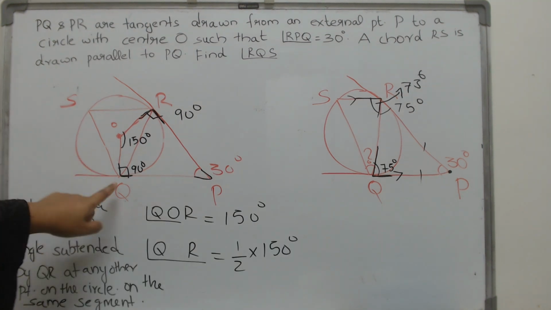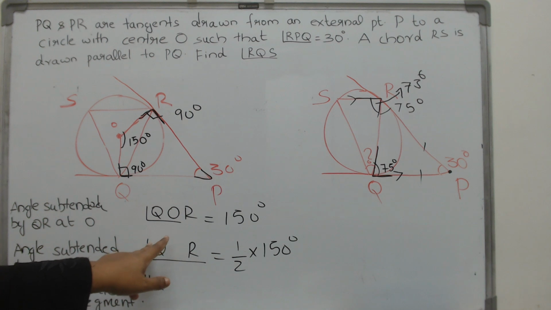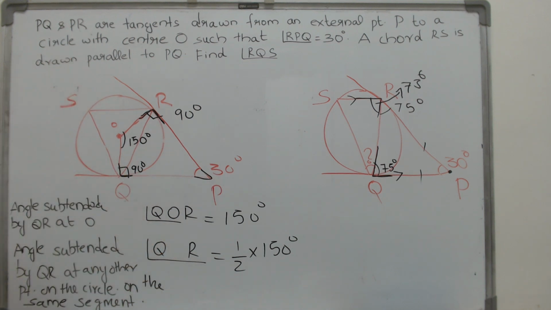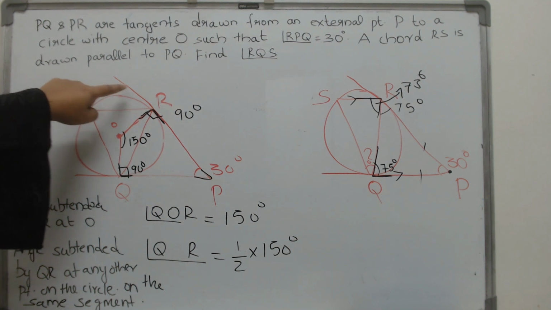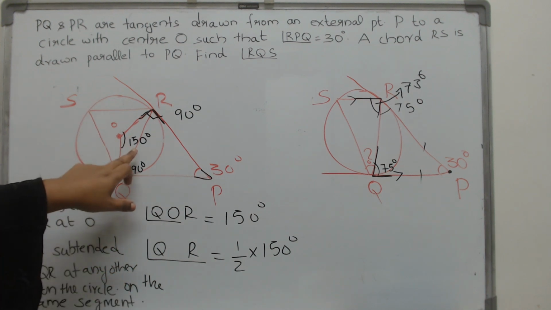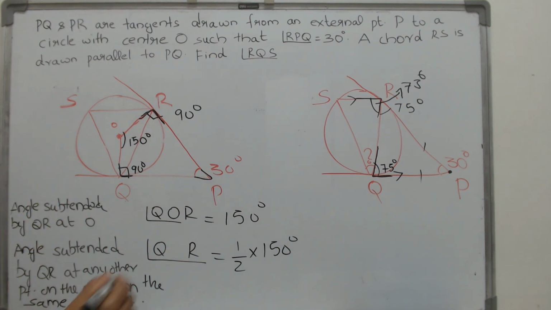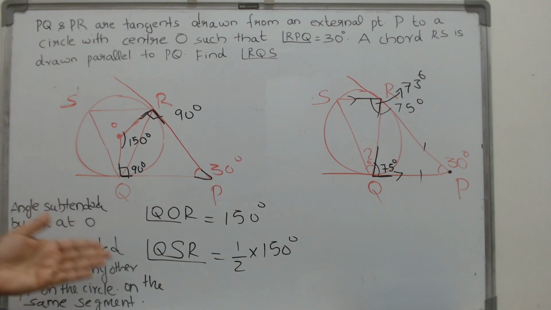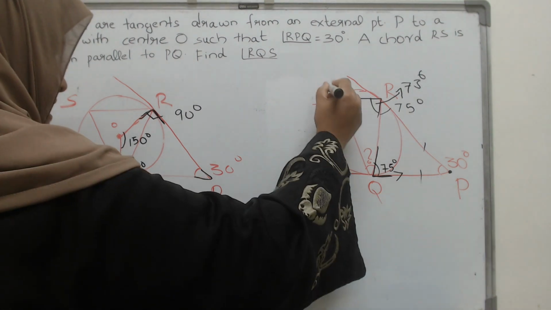So what do we have here? Angle QOR is 150 degrees, or in other words, the angle subtended by the chord QR at the center O is 150 degrees. That means the angle subtended by QR on any other point on the circle will be half of 150. If here it is 150, at any other point it will be half of that. So it is same for S also. You put S here, QSR will be what? Half of 150, which is 75.